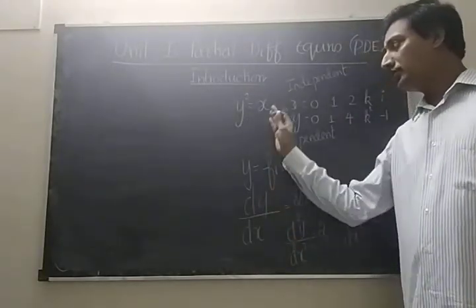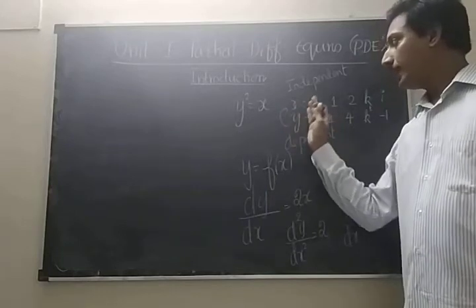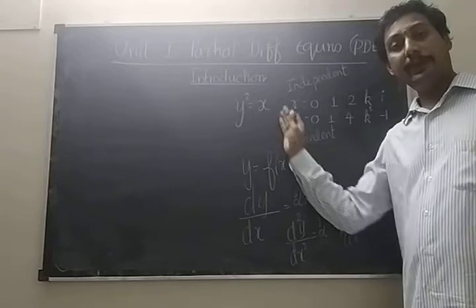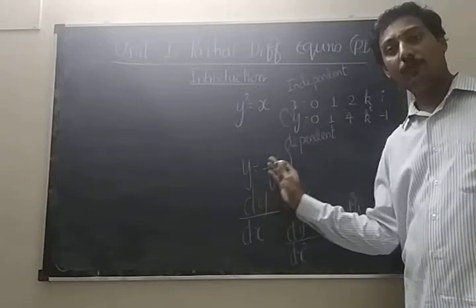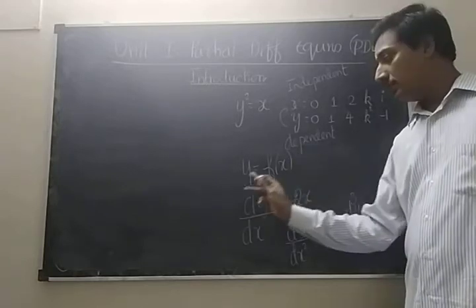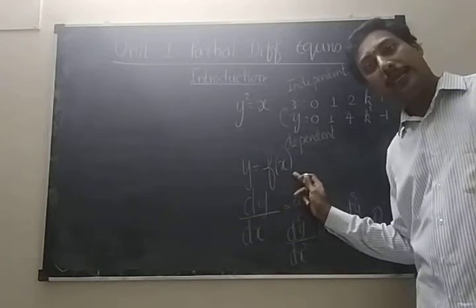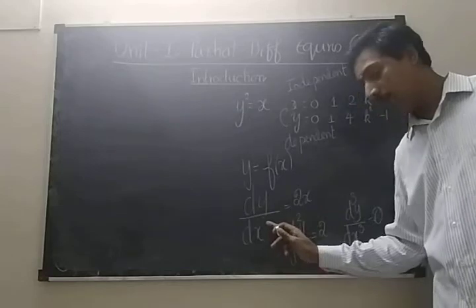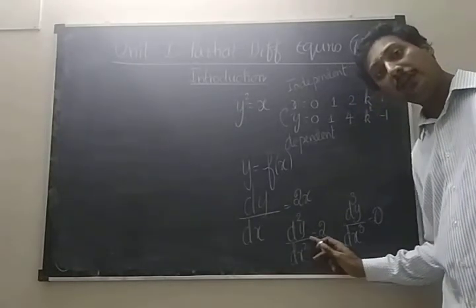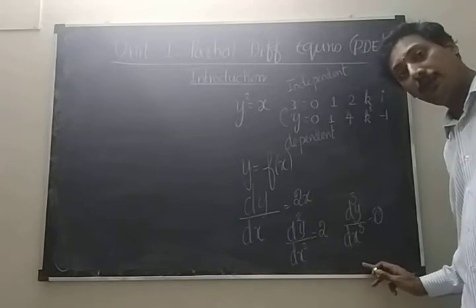Y is a function of x. x is the independent variable, but y is the dependent variable. So here y is a function of only one independent variable. So we differentiate this dependent variable with respect to the independent variable. With respect to x one time, 2x; with respect to x a second time, we get 2; the third time is 0. Right?